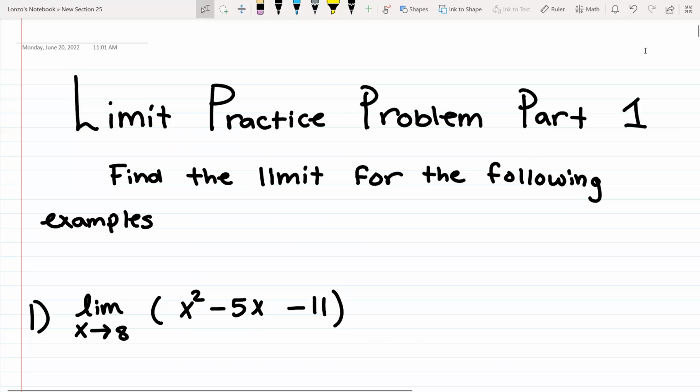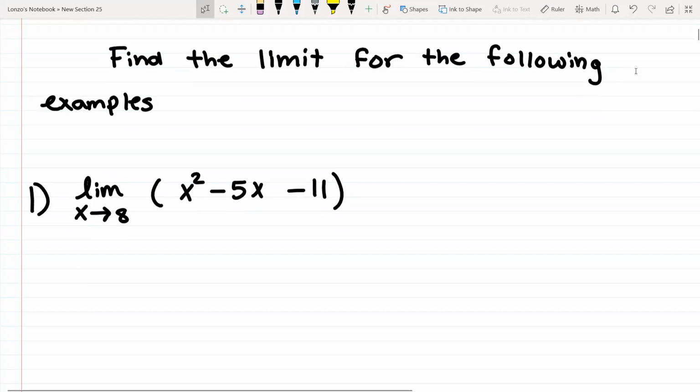Hello, this is part one of limit practice problems. So we're going to just practice limit problems. If for any chance you forgot how to do limits, you can check out the videos for the different techniques for finding limits. So let's start with number one.